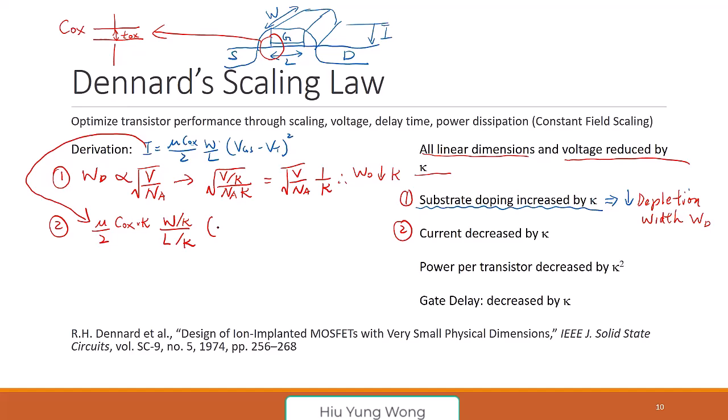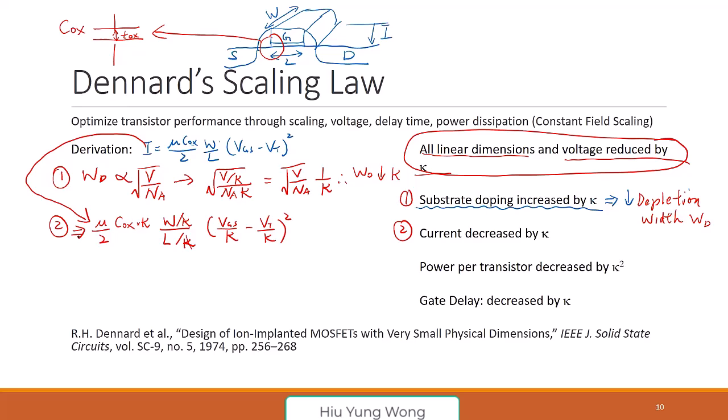What happened to the voltage? Please memorize this. All linear dimensions and voltage are reduced by kappa. So we are going to apply a smaller voltage to it. We probably will scale the threshold voltage also, right? So these two get cancelled, right? This becomes this, right?